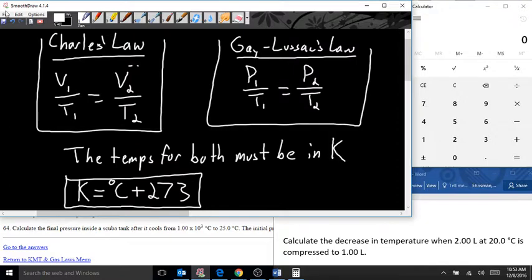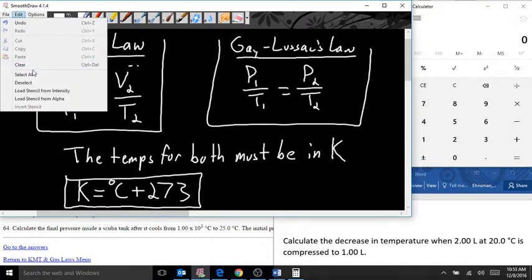All right, so let's actually make use of these three things here. Let's look at the practice problem I have down in the lower right-hand corner. It says, calculate the decrease in temperature when 2 liters of any gas at 20 degrees Celsius is compressed to 1 liter. The first question we have to ask ourselves is, which equation are we using? If we include Boyle's law, we're looking at 3 different variables: pressure, volume, and temperature. And depending upon which of those we get, determines which equation we're using.